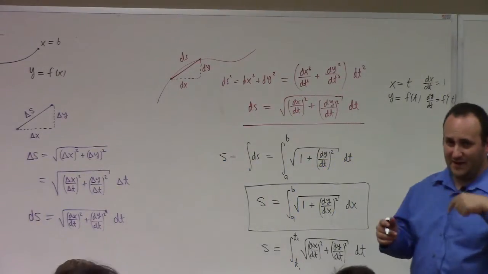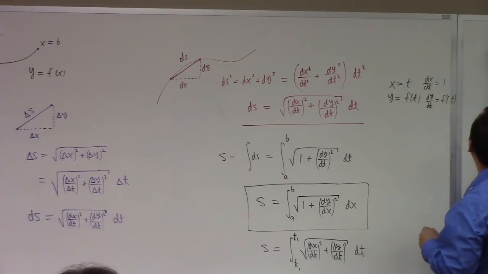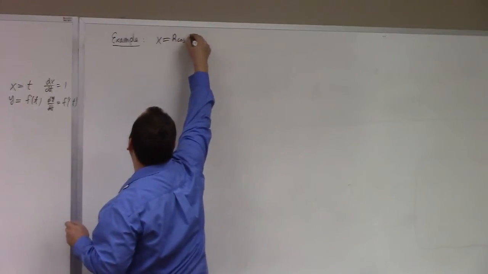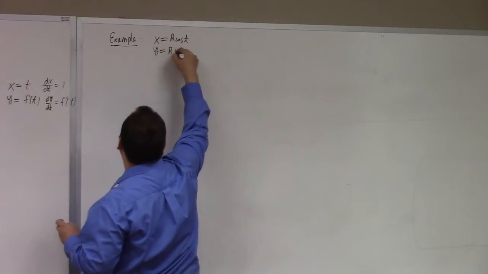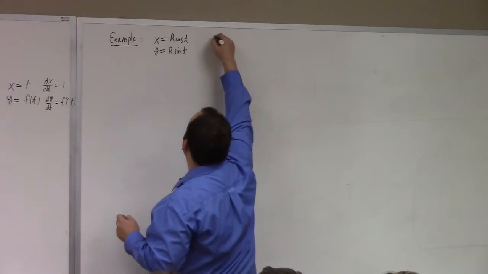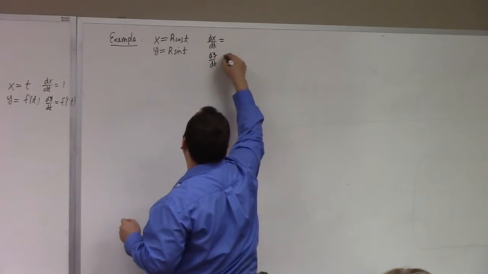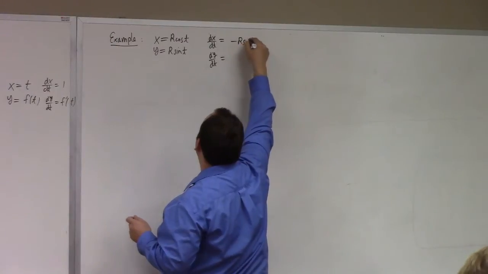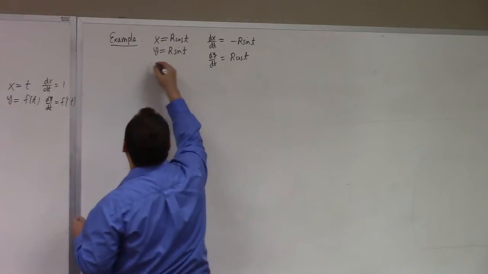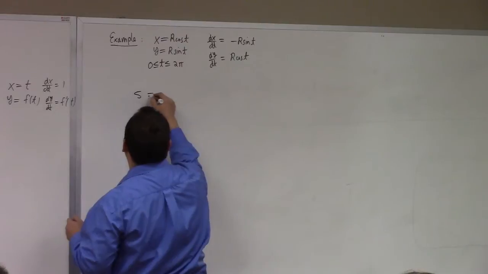One more example, and then I'll stop talking about parametrized curves for about a month or two. Since we've gone this far, I'll do it. x equals r cosine t, y equals r sine t. So dx dt is what? dy dt is what? And let's say 0 less than or equal to t less than or equal to 2 pi. Calculate the arc length.